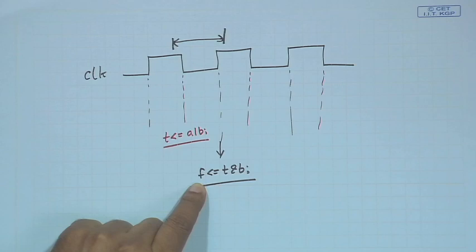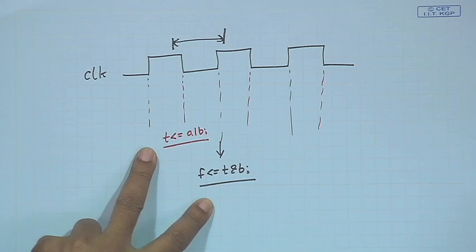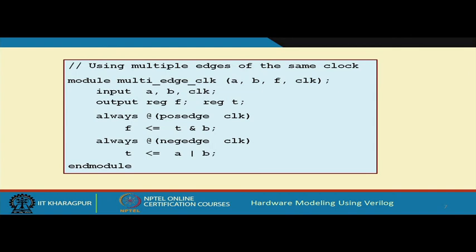This is one technique using which we can actually carry out two operations within a single clock period. We can do something in the rising edge of the clock, something else in the falling edge of the clock, and one of the values may be fed to the input of the other computation, like in the example I showed just now, right. So, this is quite possible.